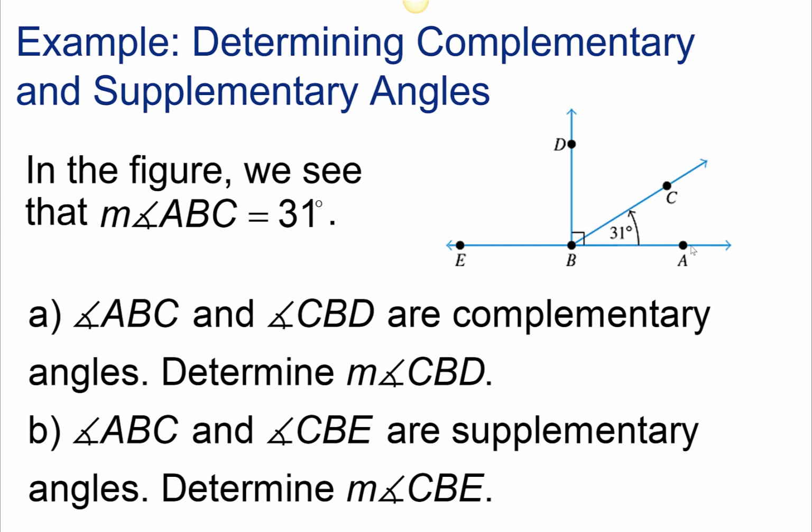So in the figure here, we see that the measure of angle ABC is 31 degrees. ABC and CBD are complementary, so we want to determine the measure of angle CBD, and likewise angle ABC and angle CBE are supplementary, and we want to determine the measure of that angle.